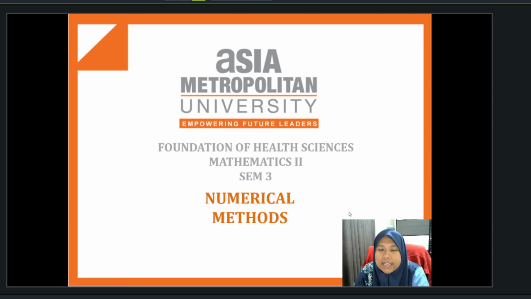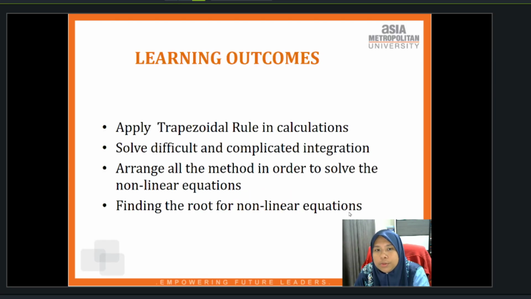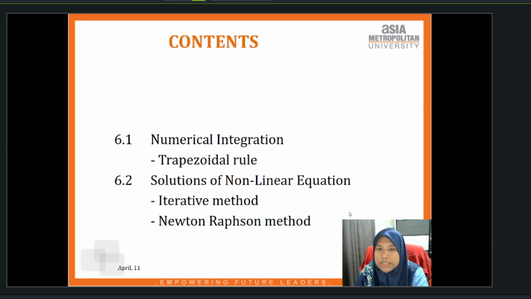So saya akan ajar sambung last topic on numerical methods. So this is the learning outcome, introduction and the content. So we look at the content. First, we are going to go for numerical integration using trapezoidal rule. And the second one, solution of non-linear equation using iterative methods and Newton-Raphson methods.